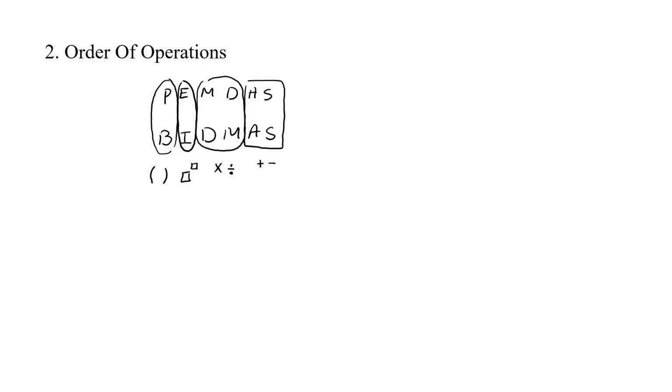Okay? And the common mistake, for example, when you have 7 minus 3 times 2, if you do this operation first and write it 4, then times by 2, the answer is all wrong. But you have to do first the times. So 3 times 2 is 6. So 7 minus 6 equals 1. That is the correct answer.